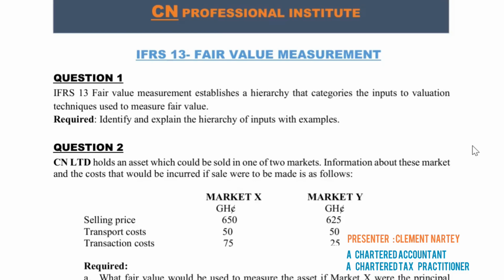Right, so in the first video, we looked at what fair value is. We looked at market participants and their features and other characteristics. Then we also looked at how to determine the principal market and the most advantageous market. And we also looked at the formula for calculating fair value, which is the selling price minus transport cost. In this session, we are going to solve practical questions.